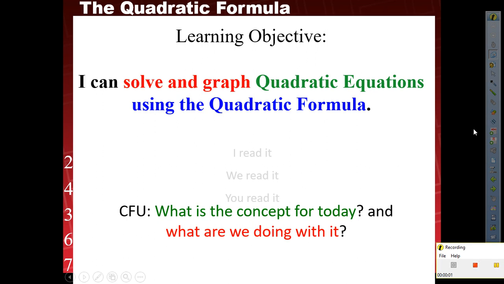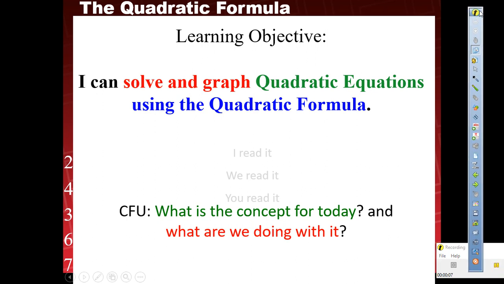Our objective for today: I can solve and graph quadratic equations using the quadratic formula. Let's read together. 1, 2, 3.